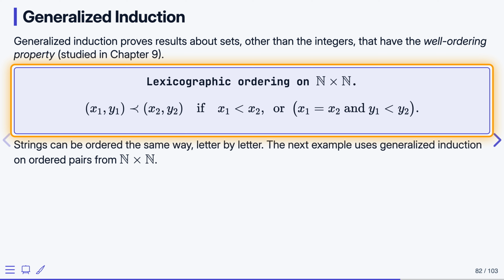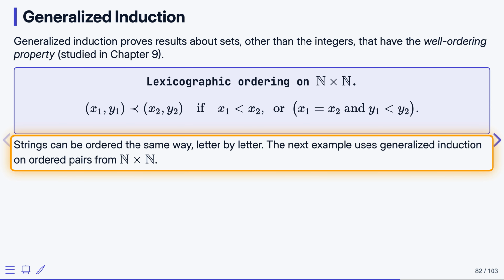This is like dictionary order. To compare two pairs, first look at the first numbers. If they differ, the pair with the smaller first number comes first. If the first numbers are equal, we then compare the second numbers. Strings of letters use the same rule, letter by letter. In the next example, we use this ordering to prove a fact about a sequence with two indexes.